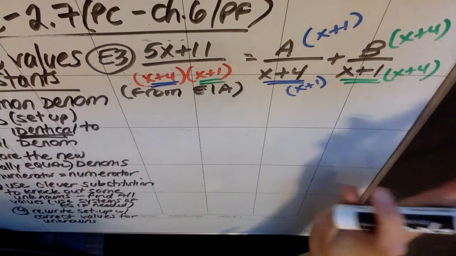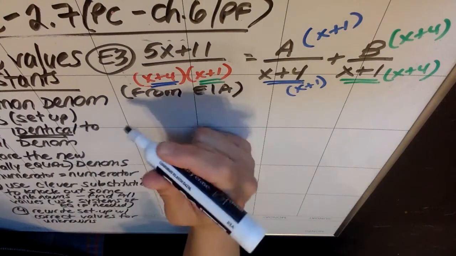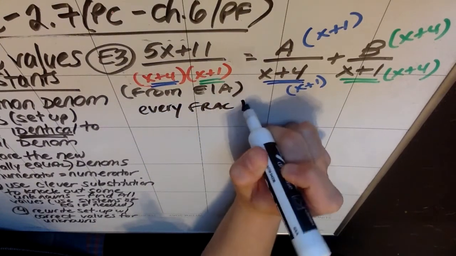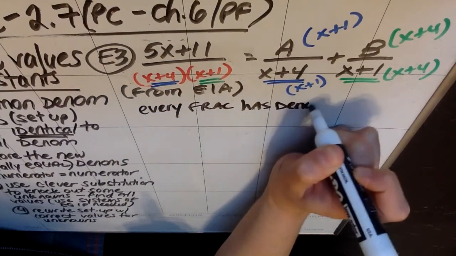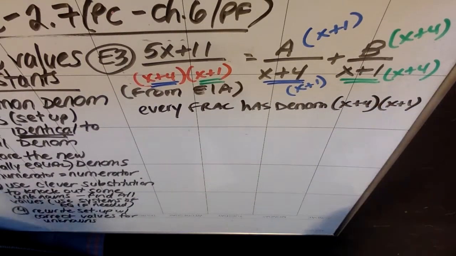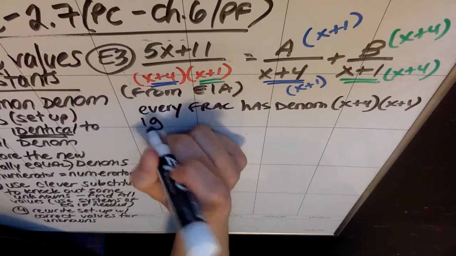So at this point, now that everyone has, notice that every fraction has a denominator that is this x plus 4 times x plus 1, even if it's in the opposite order. It doesn't matter, right? So I'm going to ignore the denominators.